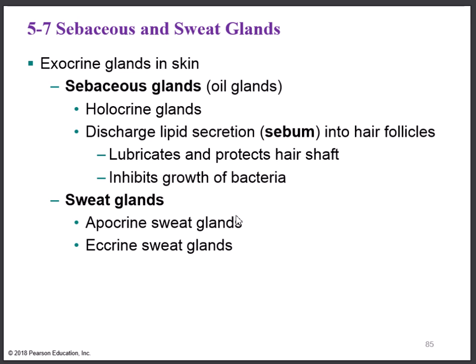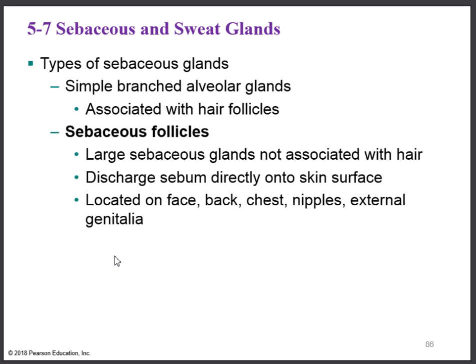Okay, sweat glands, we're going to review. There are two types of sweat glands. One is called the apocrine sweat gland. The other one is called the eccrine sweat gland. So let's do the sebaceous glands first. So this is a simple branch alveolar gland. What that means is it has a round shape to it. Whenever we see an alveolar gland, it means that it has a round shape and it's associated with the hair follicle, just like I described before.